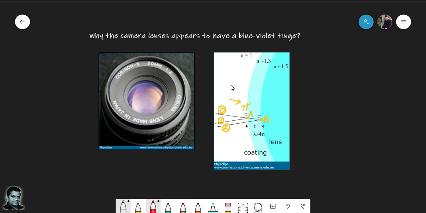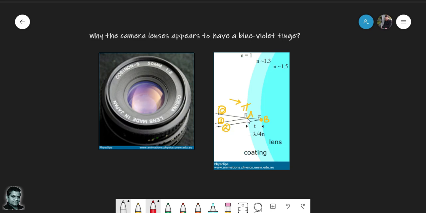Similarly, for the part which gets transmitted within the coating, when this ray gets reflected from point B, it's coming from a rarer medium, the coating with refractive index 1.3, and gets reflected from a denser medium, the glass with refractive index 1.5. In that case also, there is a phase difference between the ray AB and the reflected ray 2, and that phase difference is pi. So 1 and 2 both now have the same phase.